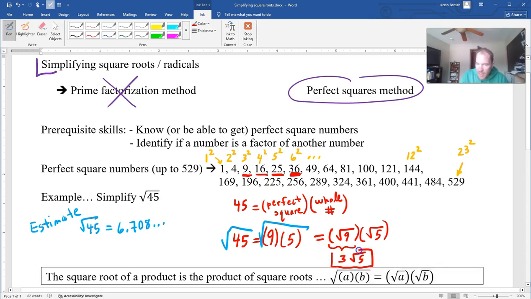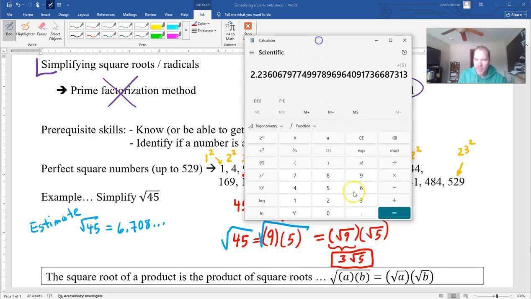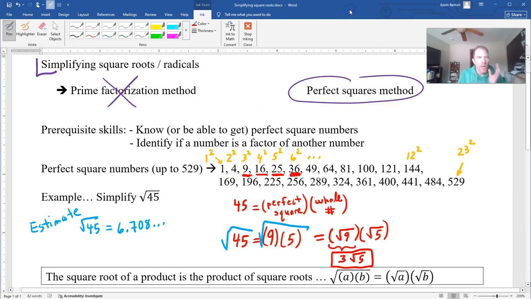But that's our answer. The only other thing we might want to do is remember how we estimated at the beginning, the square root of 45 was 6.708. Well, let's estimate 3 times the square root of 5. So 3 times the square root of 5 is equal to 6.708. Hey, looks like a winner there, okay? So I'll try to go more quickly through more examples here, but let's do another example.